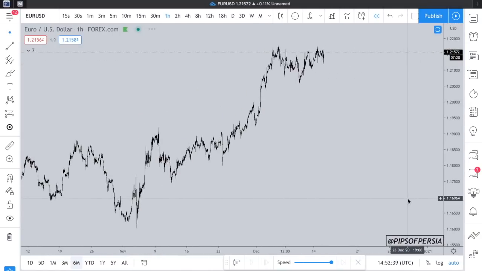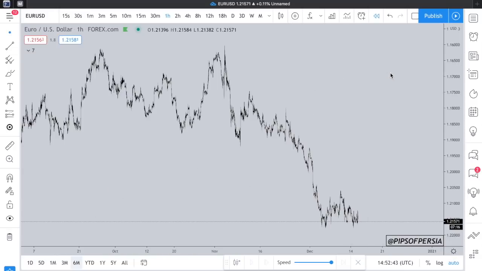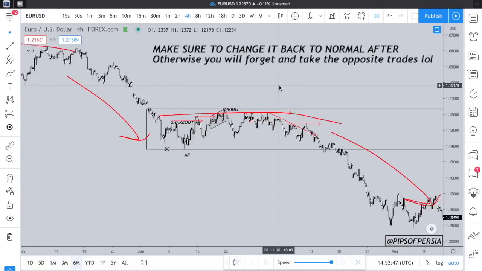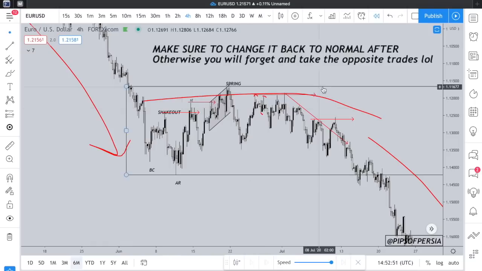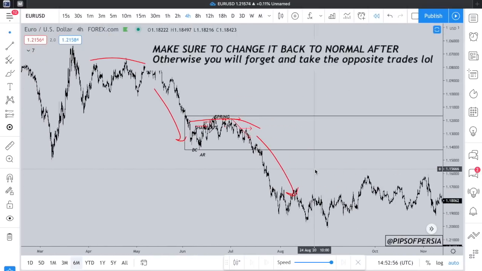If you're trading on TradingView, you can click down here right above where it says auto and click on invert scale, and it will literally flip your entire chart. And the reaccumulation that we were looking at for EURUSD is now an example of a redistribution. So as long as you understand reaccumulation, you also understand redistribution.